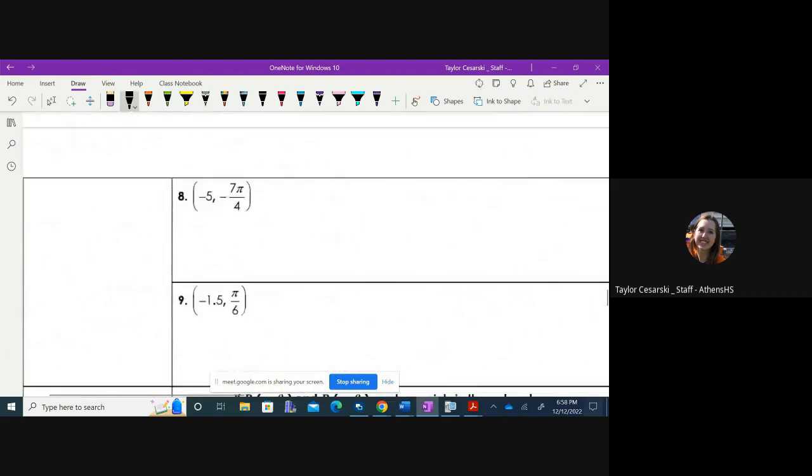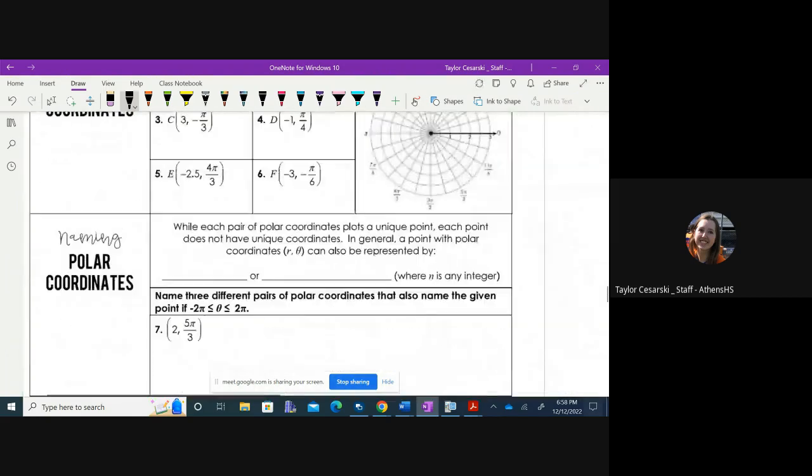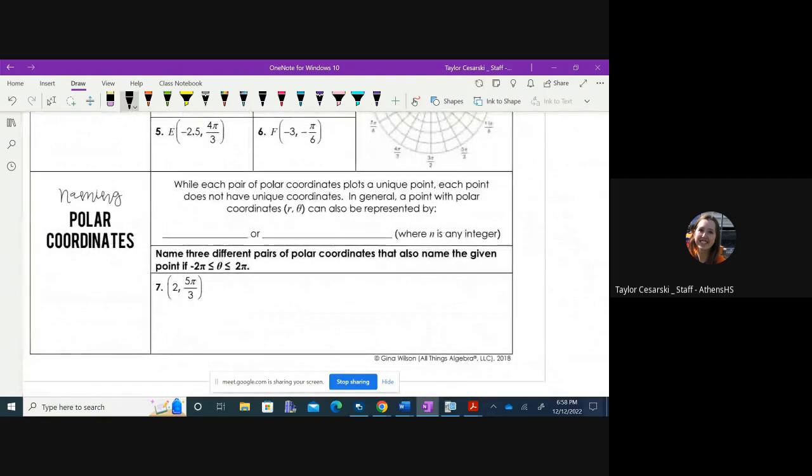Go back in your notes to where we left off, where it says naming polar coordinates. So if we have the point (r, theta), we can also represent that as (r, theta plus 2 pi k), meaning I add 2 pi. They use n right here. I'm going to change that to k because that's what we've been using.